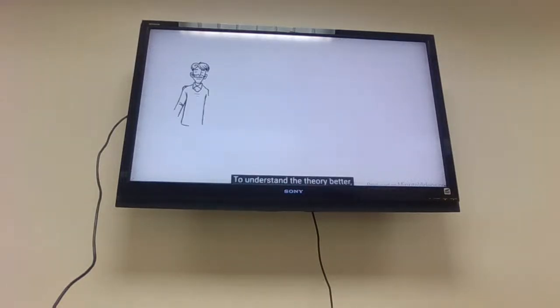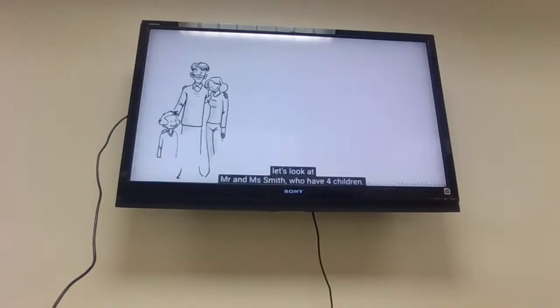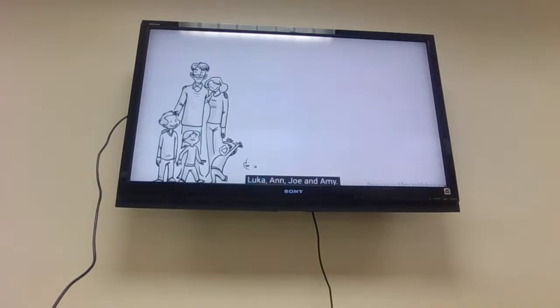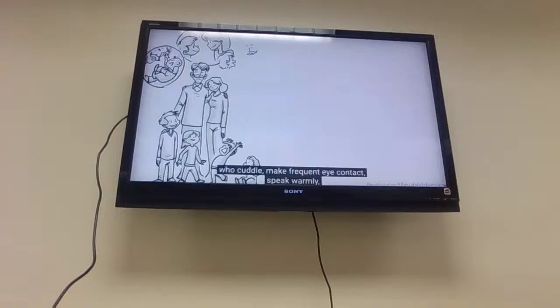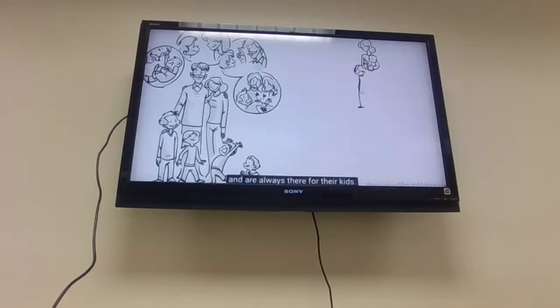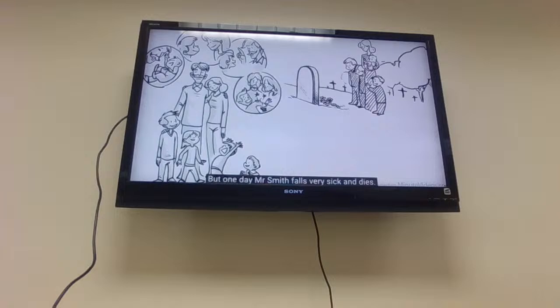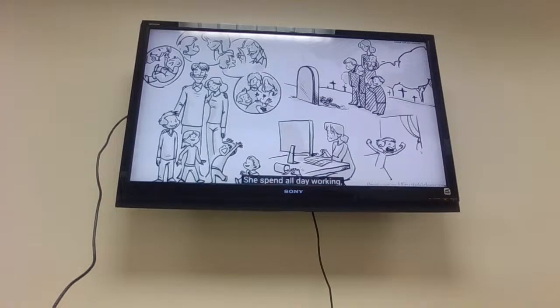To understand the theory better, let's look at Mr. and Mrs. Smith, who have 4 children: Luca, Anne, Joe, and Amy. The Smiths are lovely parents who cuddle, make frequent eye contact, speak warmly, and are always there for their kids. But one day, Mr. Smith falls very sick and dies. For Mrs. Smith, life now becomes very difficult. She spends all day working, while at the same time trying to care for her children.